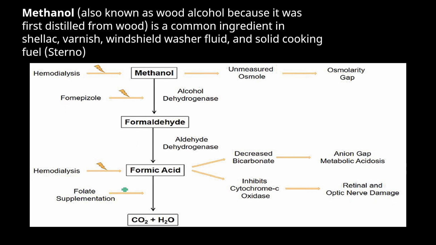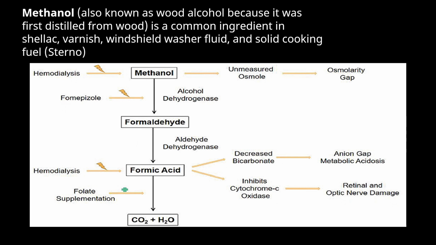Methanol is first converted into formaldehyde by alcohol dehydrogenase. That is the first step. Then formaldehyde is converted into formic acid by aldehyde dehydrogenase. Then formic acid is converted into carbon dioxide and water. They are the metabolites. Methanol is an unmeasured osmol, so you can get an increased osmolar gap in this poisoning, and because of formic acid, bicarbonate can be decreased and anion gap metabolic acidosis can be seen. Also, formic acid inhibits cytochrome C oxidase, and it can cause retinal and optic nerve damage.